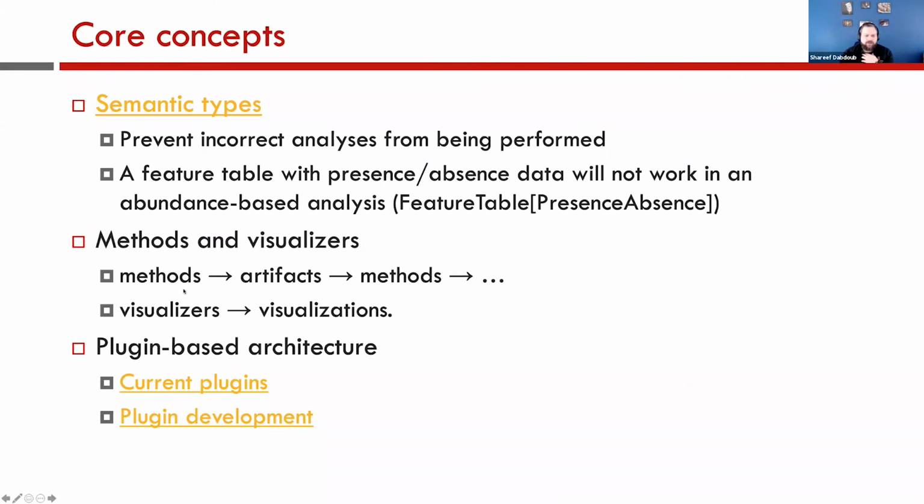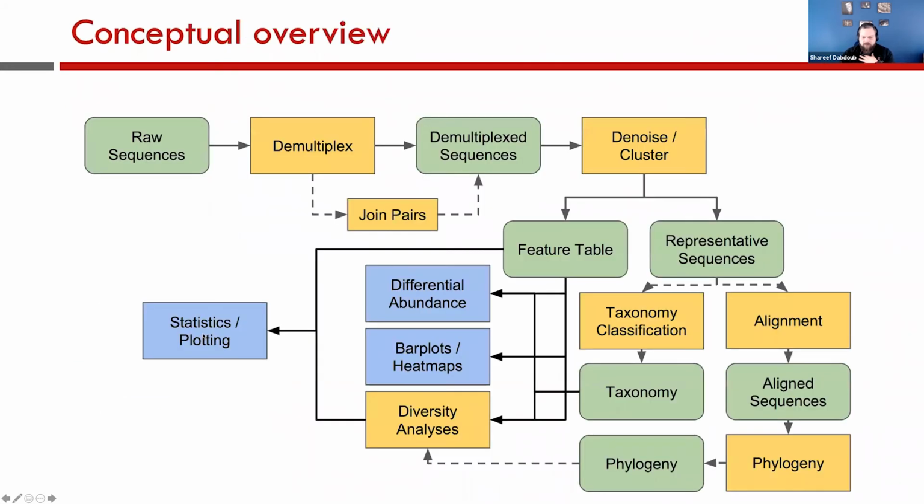So methods generate artifacts, and artifacts can be input into other methods. And you can chain that as far as it'll go. Visualizers only generate visualizations, and that's the end. So you can't put a visualization into any other tool; you can only visualize it. So I already mentioned the plugin architecture. This is just a conceptual overview, and again, this goes back to the flowchart I showed earlier. This is just more specific to QIIME2.